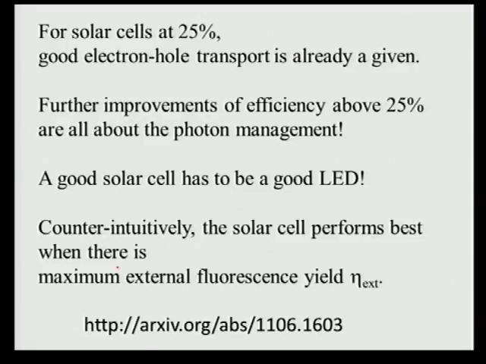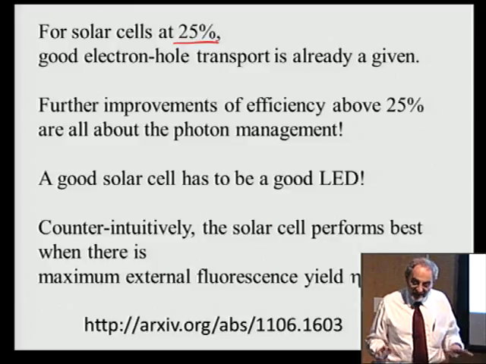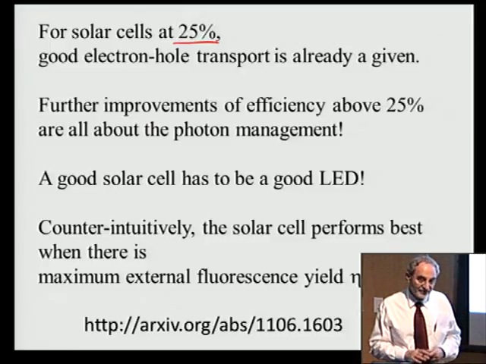So let me summarize. For solar cells, once they reach 25% efficiency, don't worry about the electrons and holes. The electrons and holes are doing fine. Any improvement above 25% efficiency has nothing to do with electronics, has everything to do with optics.